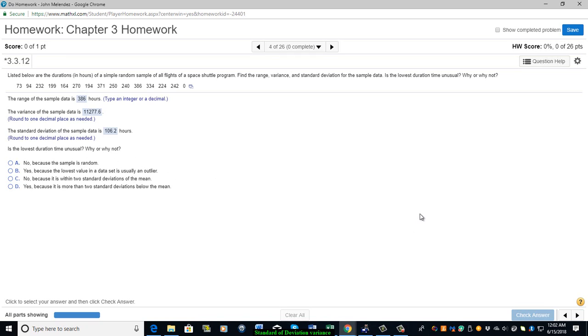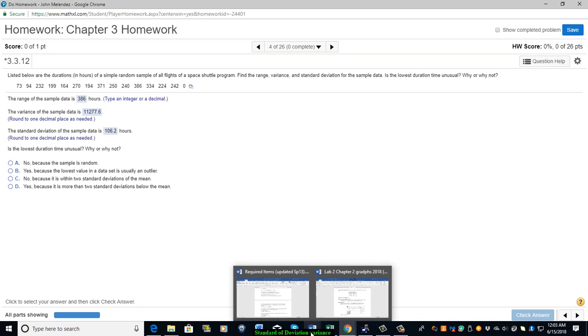Well, what we want to do is find the standard deviation, multiply it times 2, subtract it from the mean, and add it to the mean. Any number that's inside of that range is going to be okay. Anything outside of that range is going to be unusual. So we're going to go ahead and look at those right here.